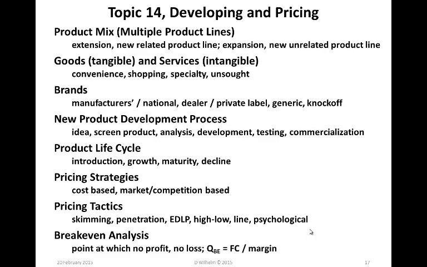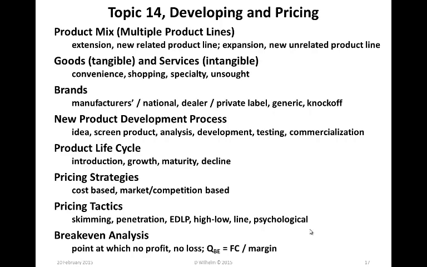Developing and pricing. A product mix includes all the multiple product lines of an organization. For instance, toothpastes would be a product line, hand lotion a product line. Put them all together and you have an organization's product mix. A product extension is extending a product, perhaps from hand lotion to foot lotion, whereas a product expansion is jumping into a whole new area, such as a hand lotion manufacturer deciding to market motorcycles.